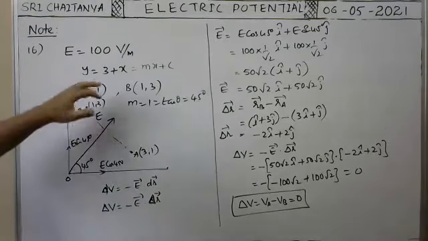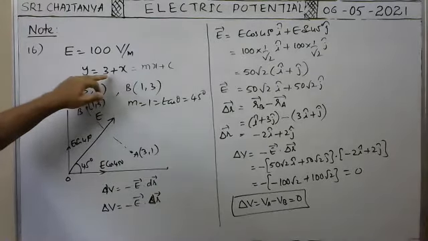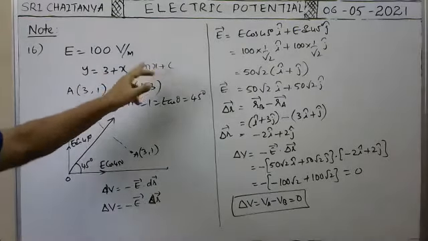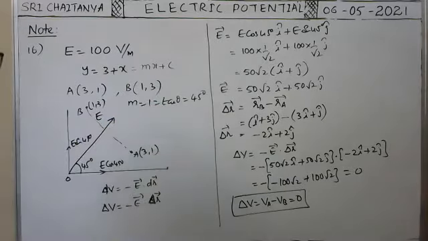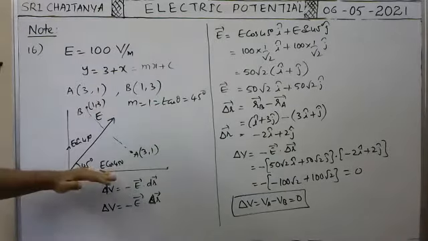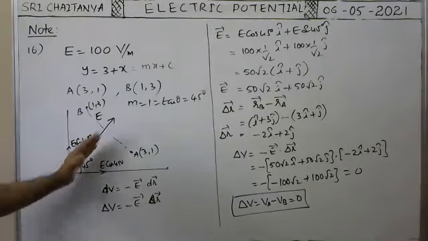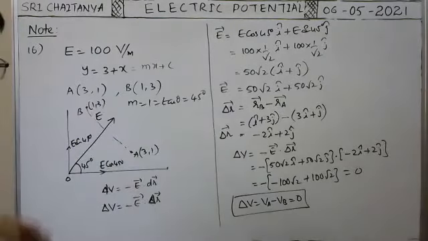First of all, here what is the slope of this straight line? When you compare with this one, the slope is equal to 45 degrees. That means this straight line makes an angle of 45 degrees with the positive x-axis. That means the intensity of the electric field is along this direction.